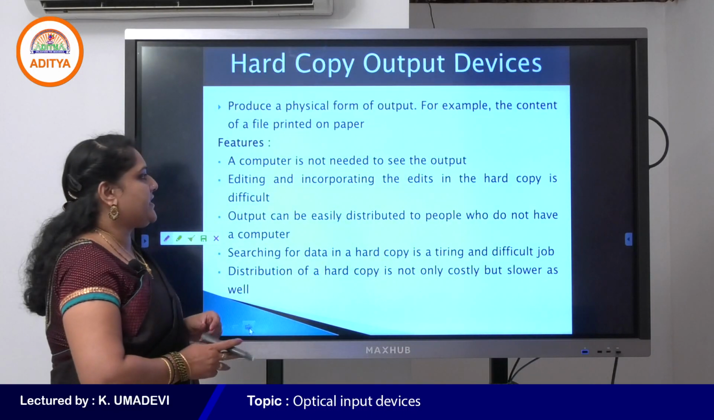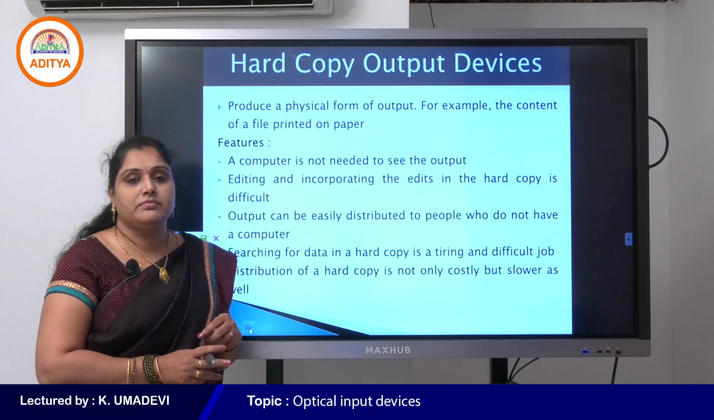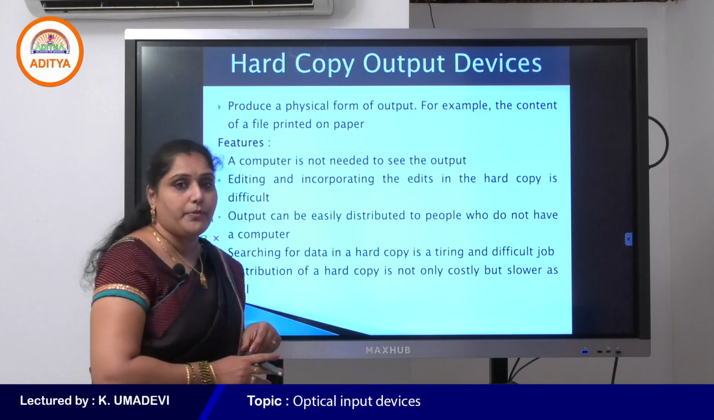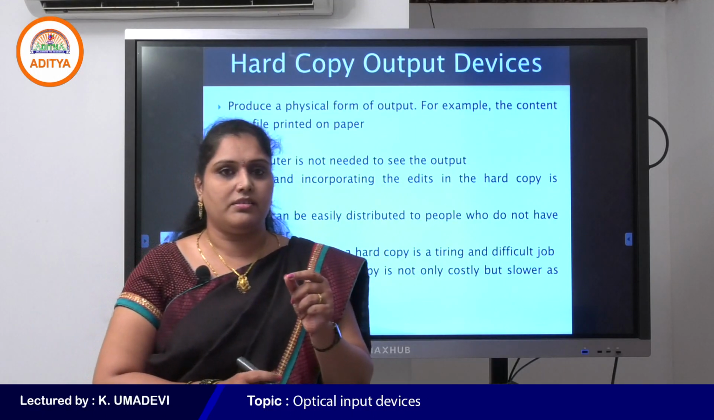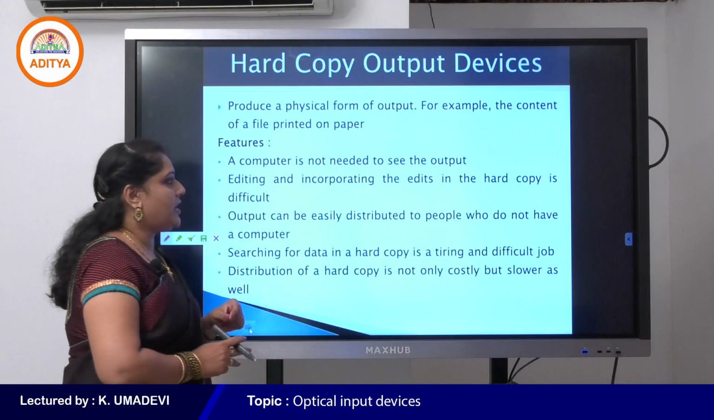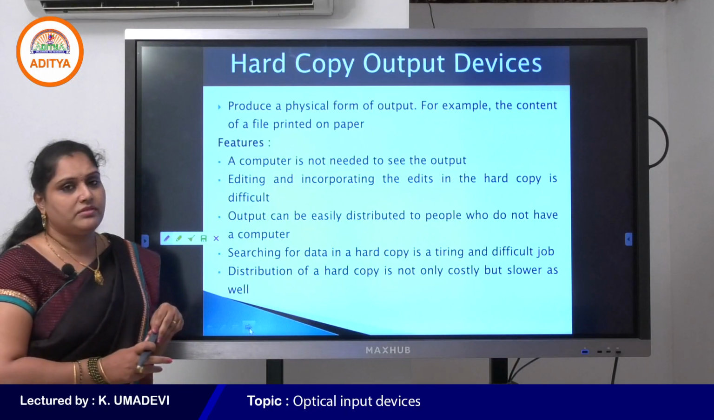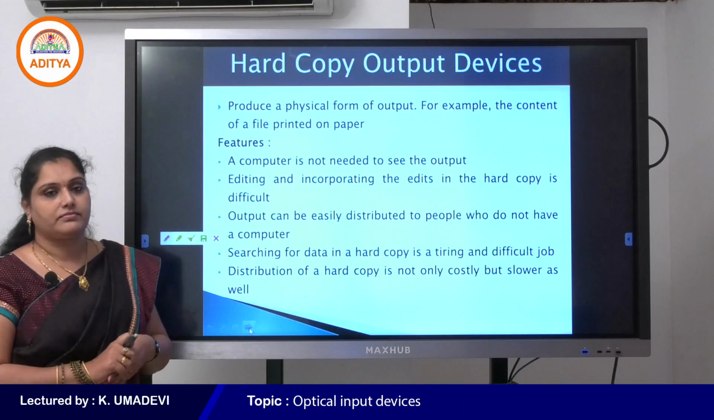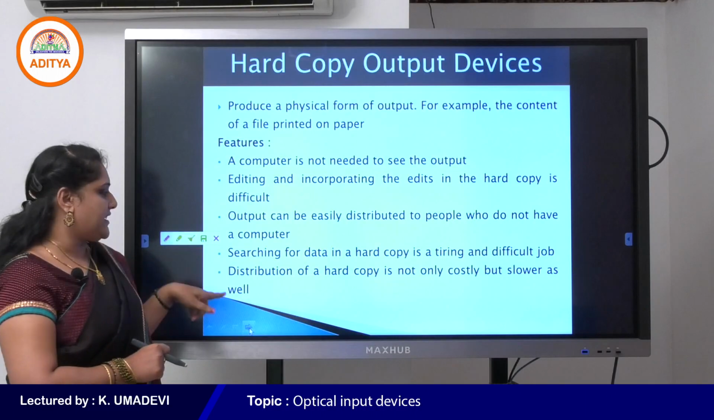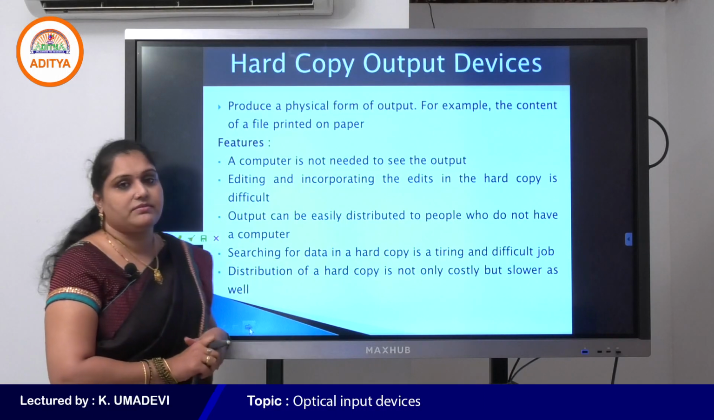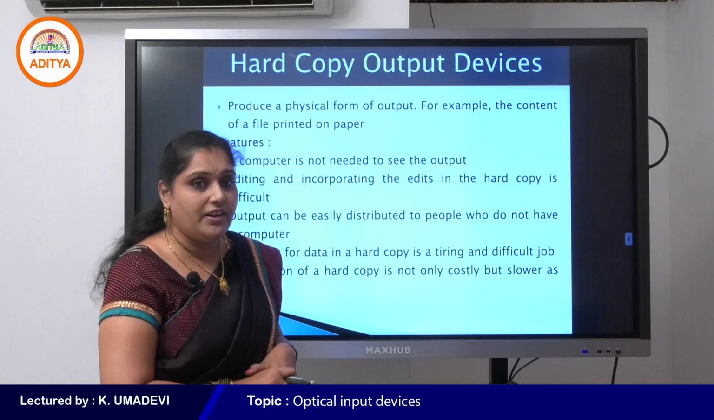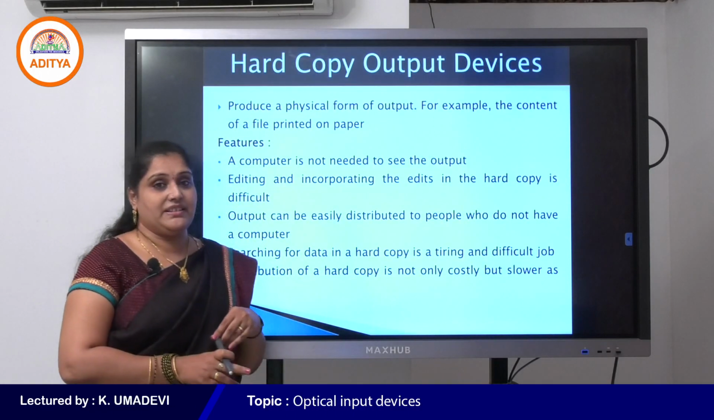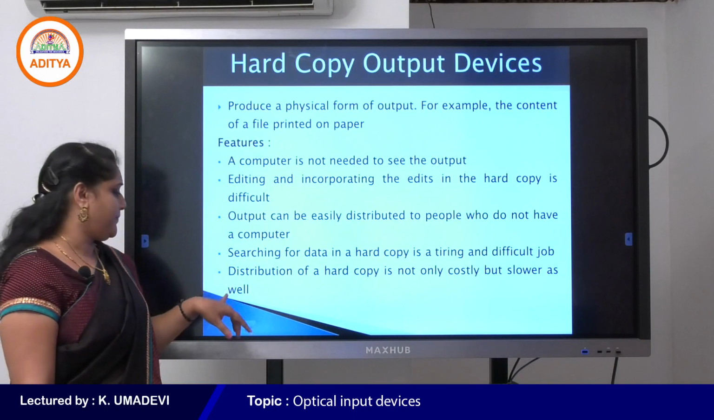So what are the features? A computer is not needed to see the output, because by using soft copy devices we can view the information only when the computer is on. But with hard copy, a computer is not needed to see the output, and output can be easily distributed to people who do not have a computer. But editing, searching and some other operations are difficult in hard copy, because editing is easy in soft copy, but that is not possible in hard copy.